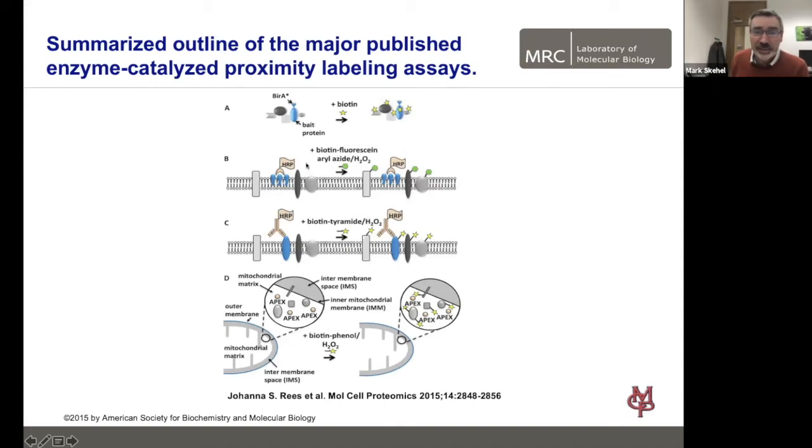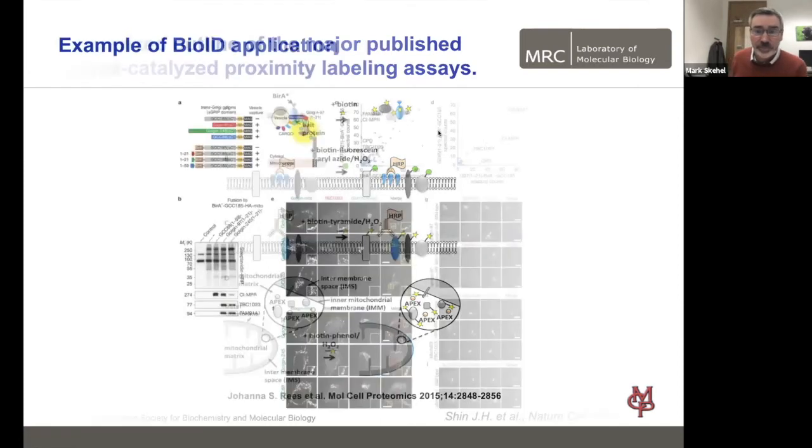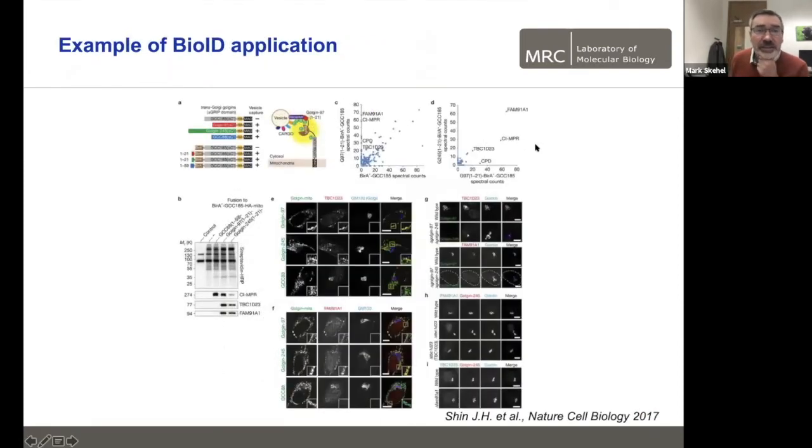You've got HRP linked to cholera toxin, which then is another way when you introduce peroxide and biotin phenol-azide. Here you get labeling. Or there's the sort of organelle specific one, APEX, where here you can target things specifically to mitochondria and all that kind of stuff. But mainly in the lab at the moment, it's the BirA and the BioID and the TurboID approaches that are being used.